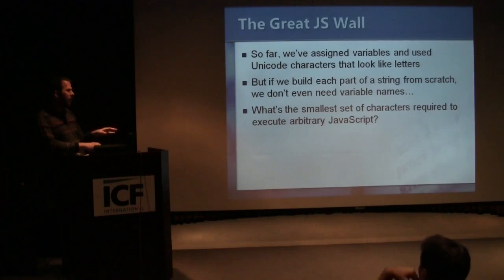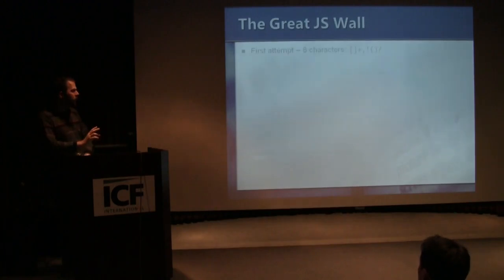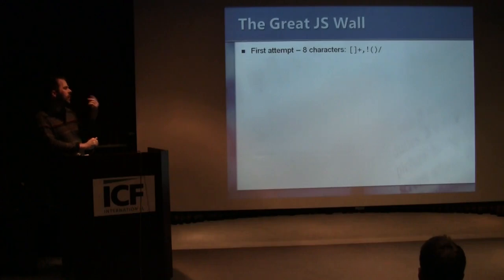Now, a lot of these are going to be Firefox only, just because it was easier and it wasn't really trying to weaponize anything. It was just to see if it could be done. So the first attempt that I think Gareth Heyes and Eduardo Vela did was using 8 characters: brackets, plus, comma, question mark, parentheses, and slash. This is what it looked like.